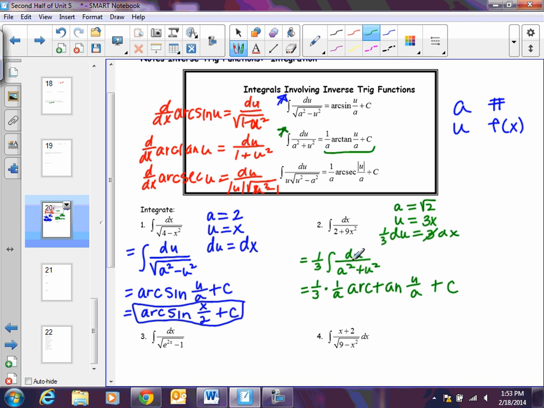Don't try to go straight from here into plugging back in. I'm telling you, that is where students make mistakes, just trying to do too much. All right, now we can plug in, though. 1 over square root of 2, arctan, u was 3x, and a was square root of 2. And if you wanted to clean up this first term, you could. You could also just leave it the way it is.